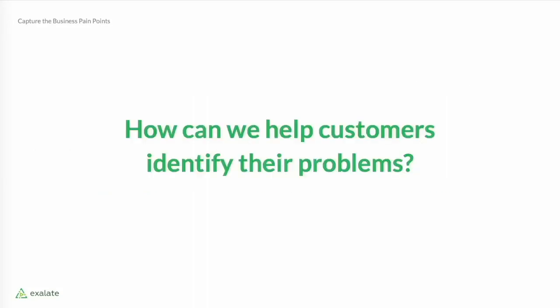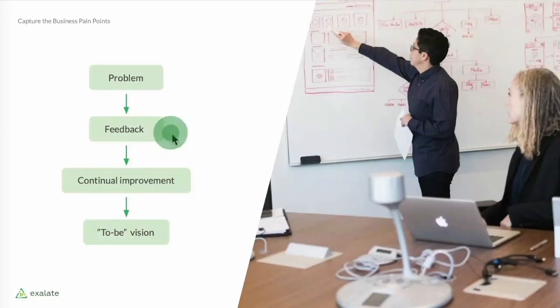Now, how can we help our customers identify their problems? How can we gather and collect these problems from our customers? Working on getting feedback helps tackle tougher questions that can be asked, right? Continual improvement can be proposed, and even service or system integration proposals can be explored at this stage. The primary purpose of this step is to create a to-be vision. This will help with uncovering the business pain points that we gather here and prioritize improvement suggestions.